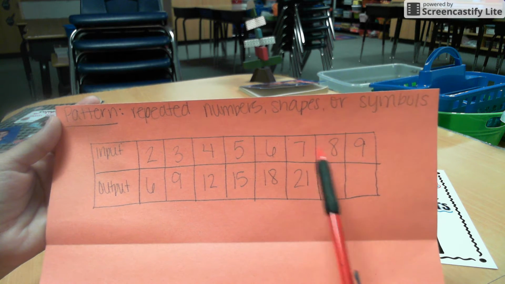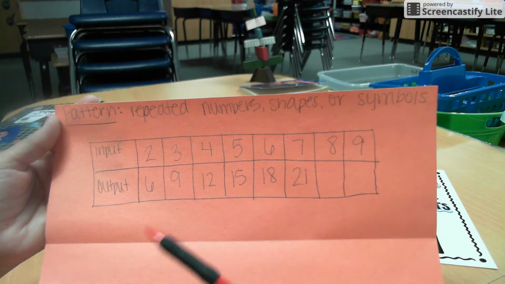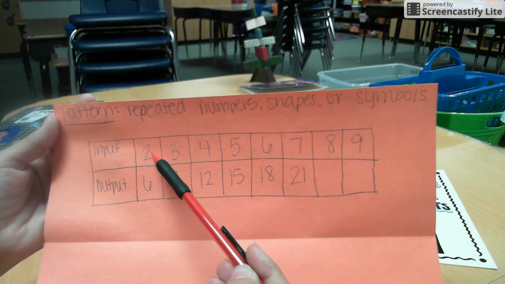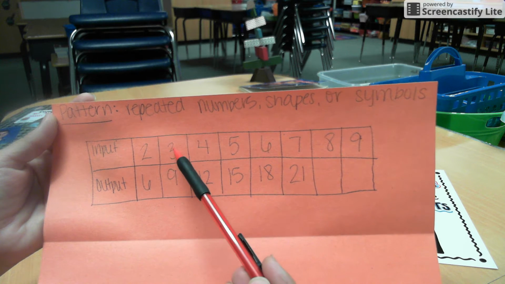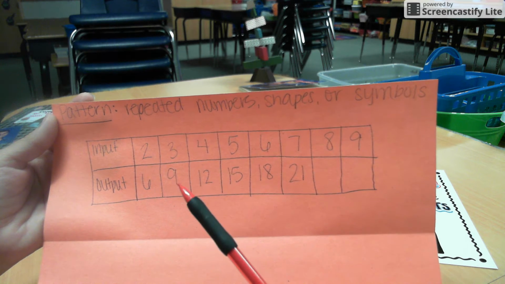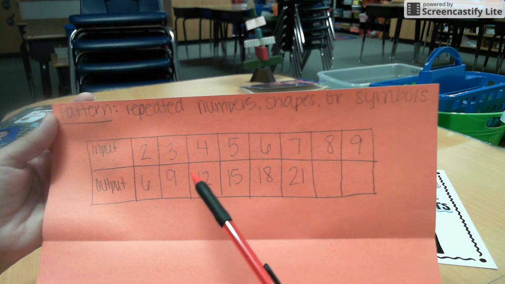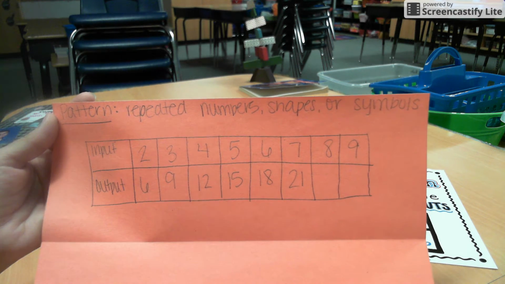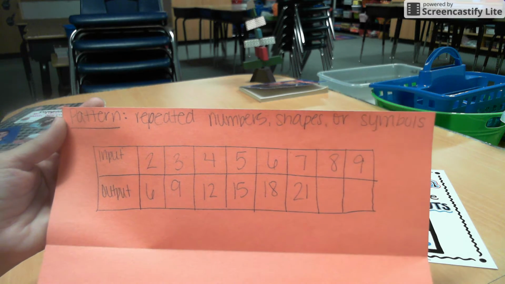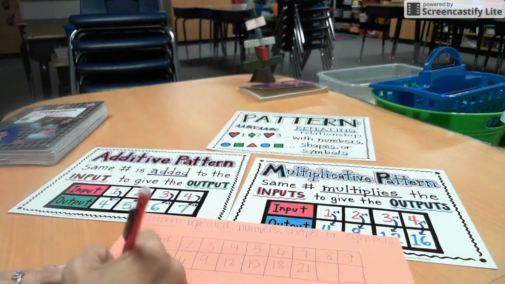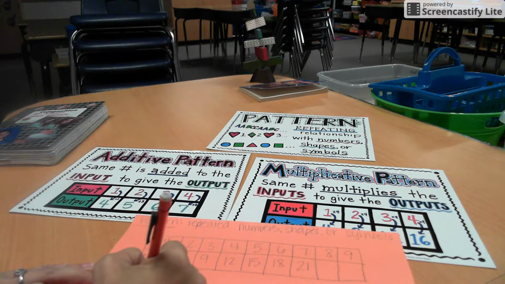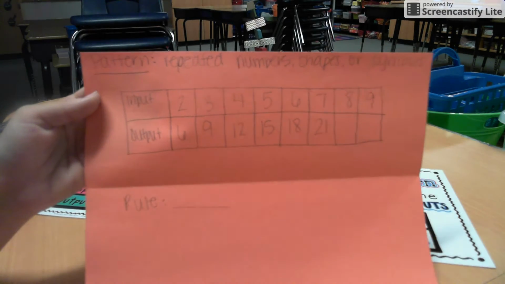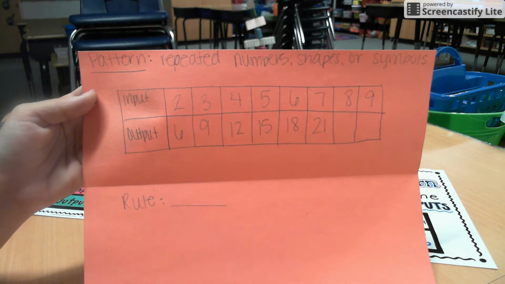Now I notice my inputs are 2, 3, 4, 5, 6, 7, 8, 9. And I'm looking at my inputs to decide my rule. What am I doing to 2 to get 6? What am I doing to 3 to get 9? What am I doing to 4 to get 12? 5 to get 15? 6 to get 18, and so on. Think about it for a second and tell me, what is my rule? What am I doing each time?